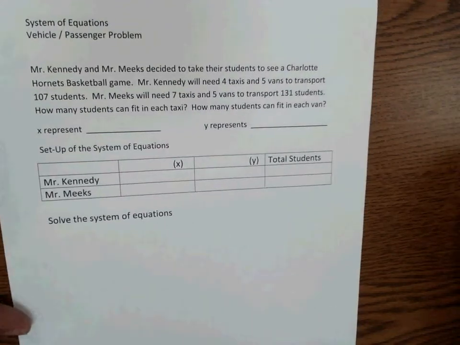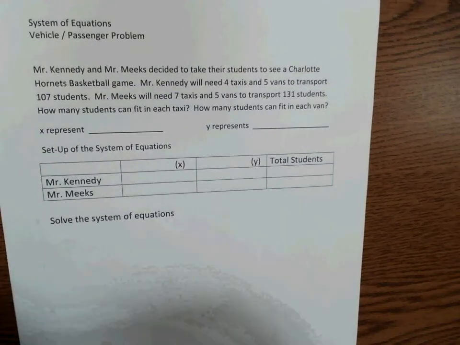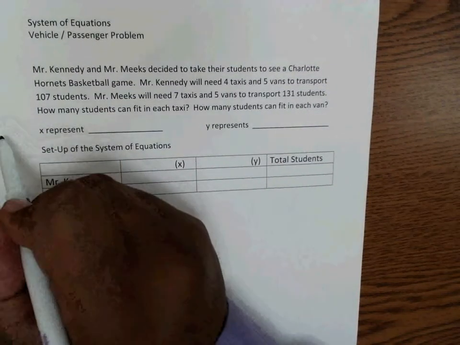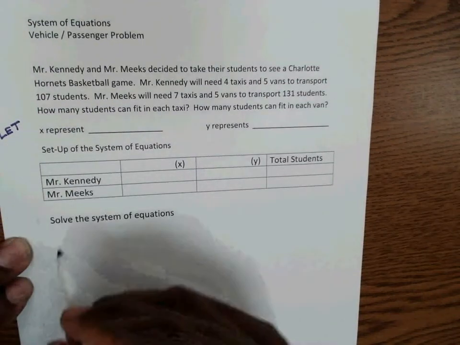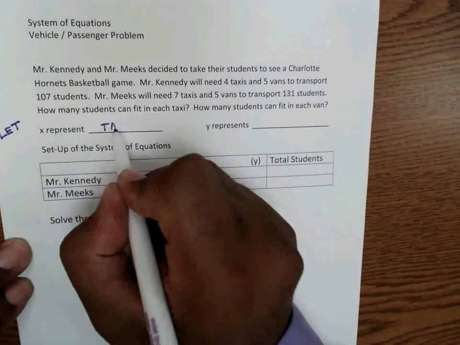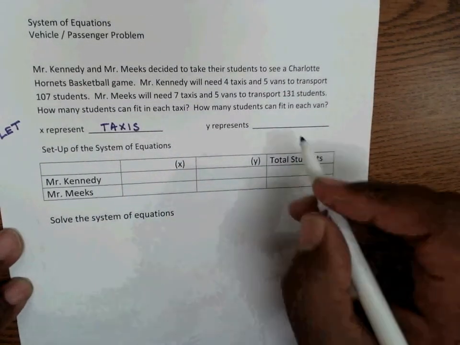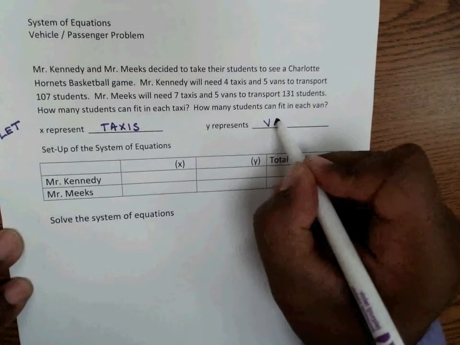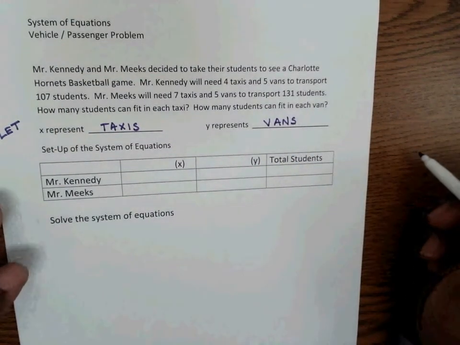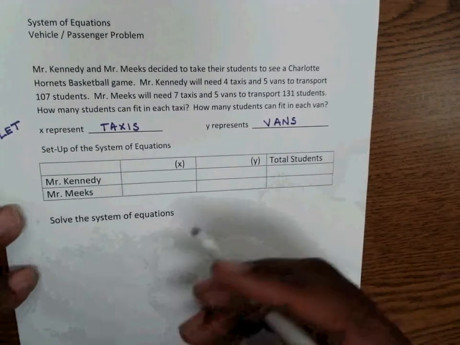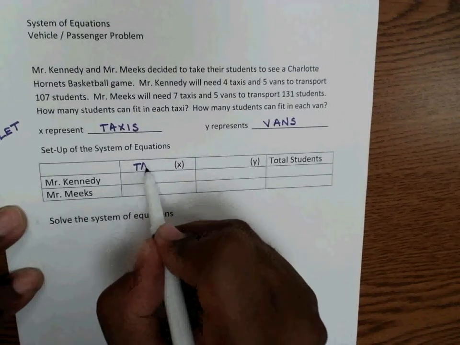The first thing we need to do in this problem is we need a let statement. Our let statement is what tells us what our variables will represent. So we're going to let x represent taxis, and we're going to let y represent vans. Now we do know that Mr. Kennedy and Mr. Meeks both chose to use taxis and vans. So those will be our 2 variables.